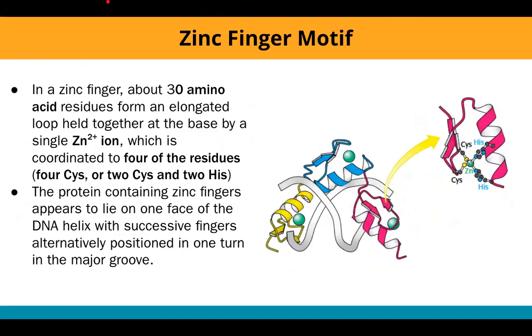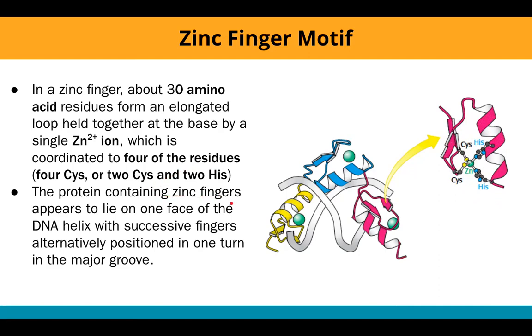The next type of motif to be discussed is zinc fingers. In a zinc finger, about 30 amino acid residues form an elongated loop held together at the base by a single zinc ion, which is coordinated to four residues. These can be 4 cysteine residues or 2 cysteines and 2 histidines. In this example, the zinc is coordinated by 2 cysteines and 2 histidines. It's called a zinc finger motif because of the presence of a zinc coordinated with 4 different amino acids.